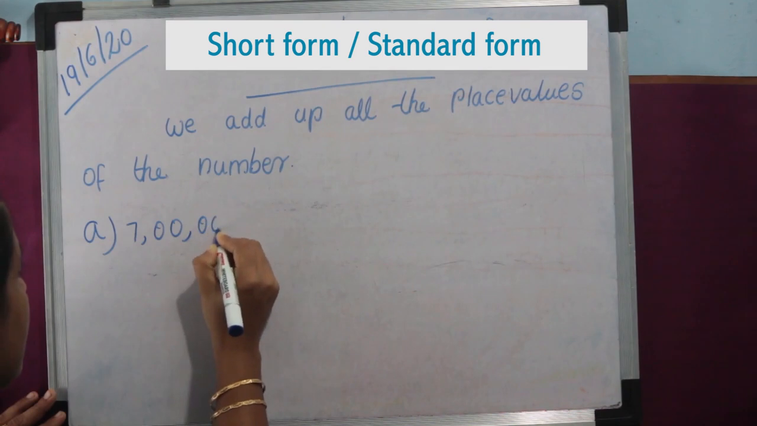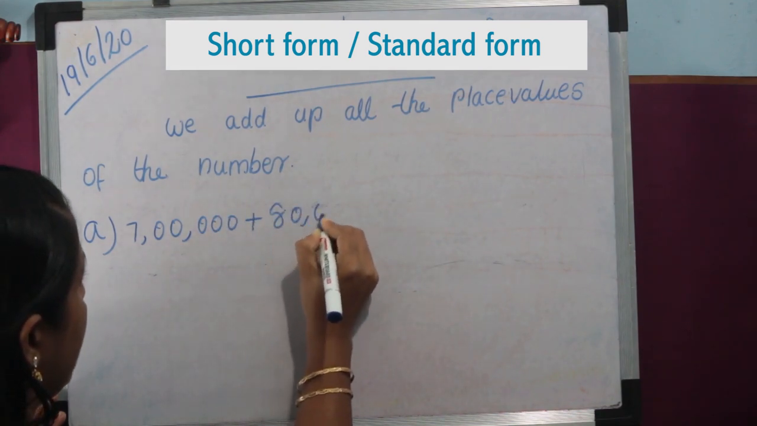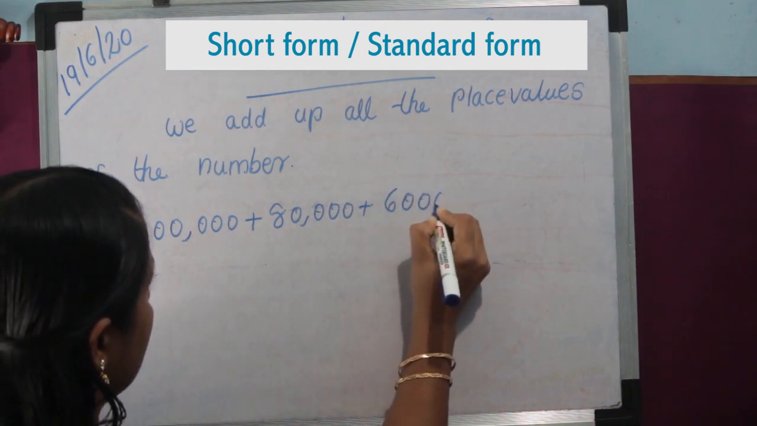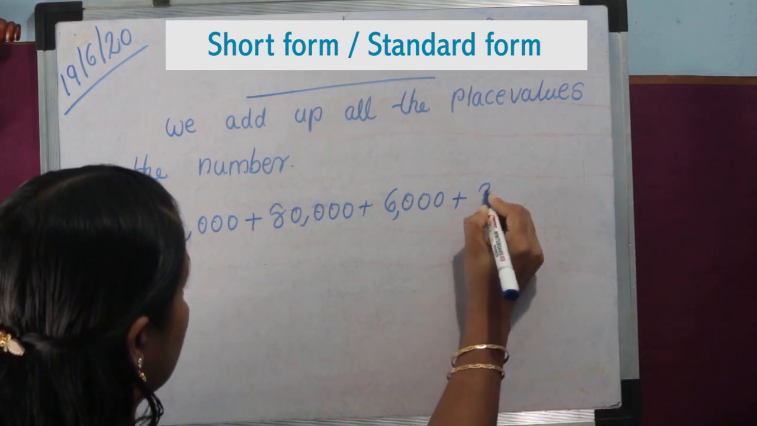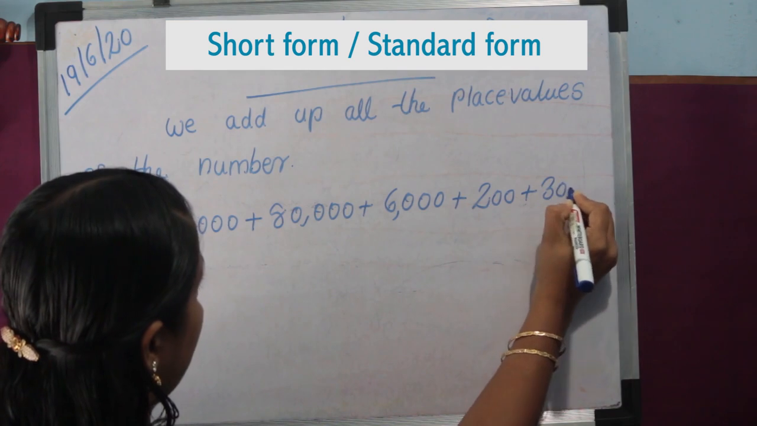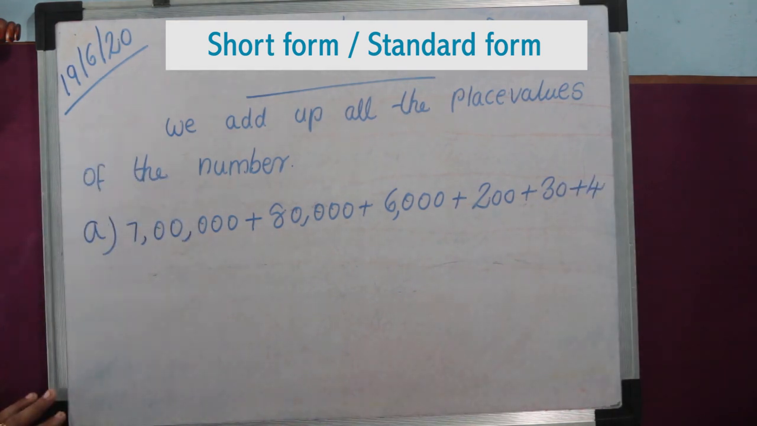Consider 7 lakh plus 80,000 plus 6,000 plus 200 plus 30 plus 4. This is the expanded form. So we convert it to the short form.